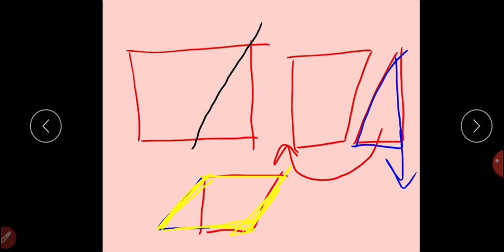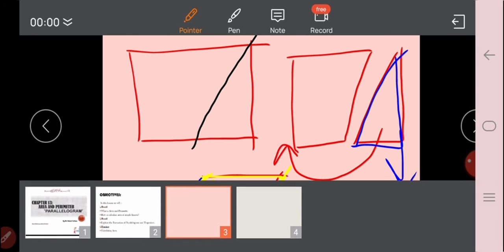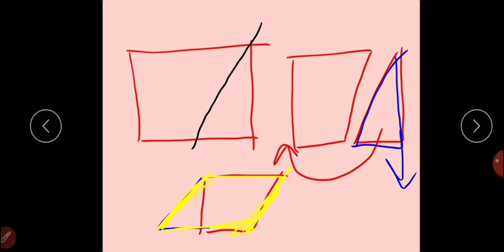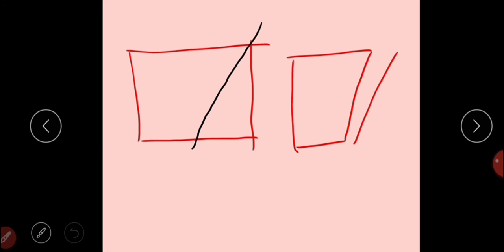So now let's come towards the formula, because I was just telling this to you to bring you towards the formula. So what is going to be the formula for parallelogram? First of all, we know that this parallelogram shape is made up of which shape? It is actually made up of rectangle. And what was the formula for the area of a rectangle?